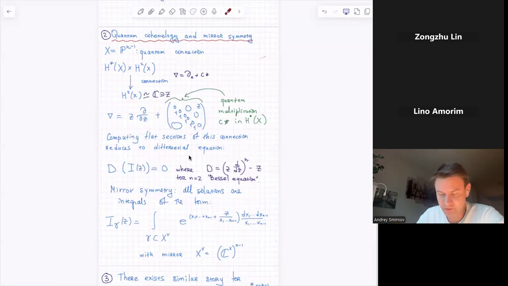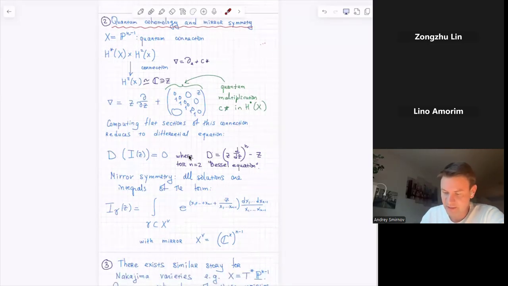When we study quantum cohomology, we are interested in flat sections of this connection. And if you want to compute the flat section of this connection, it boils down to solving the following differential equation. So there is some power series, which I call I. It's a power series in Z. And this power series is annihilated by some differential operator of order n. So this differential operator is written here. And this is the so-called generalized Bessel equation. So for n equal to 2, this is just a Bessel equation. And for higher n, it's generalizations.